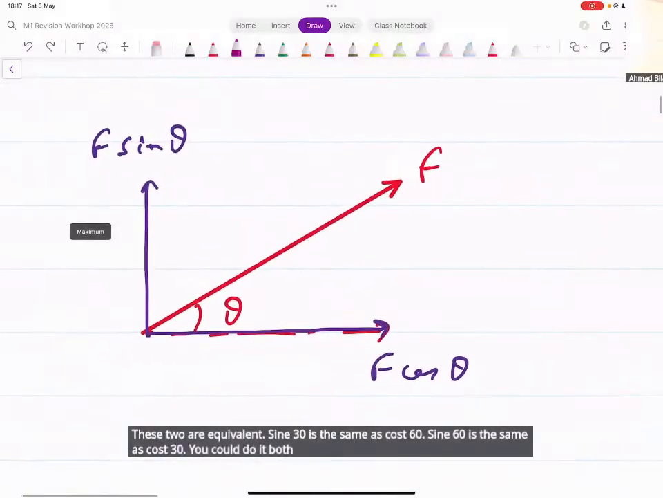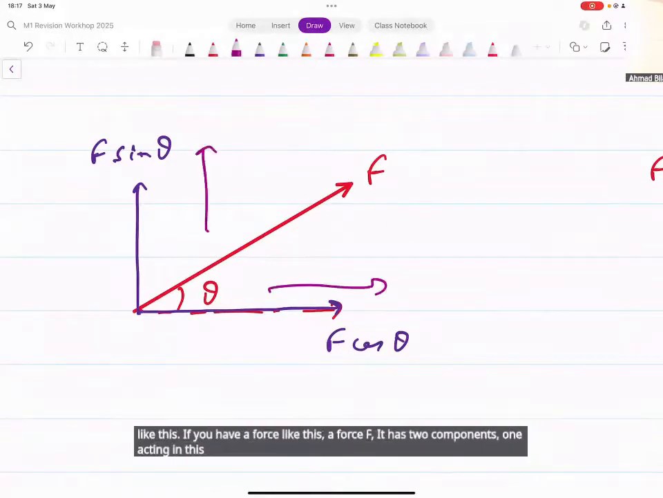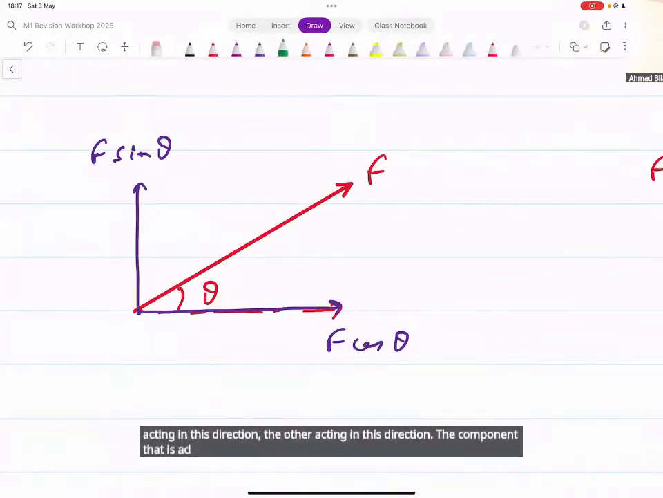So in general, we could do something like this. If we have a force F, it has 2 components, one acting in this direction, the other acting in this direction. The component that is adjacent to the angle will have cos with it.